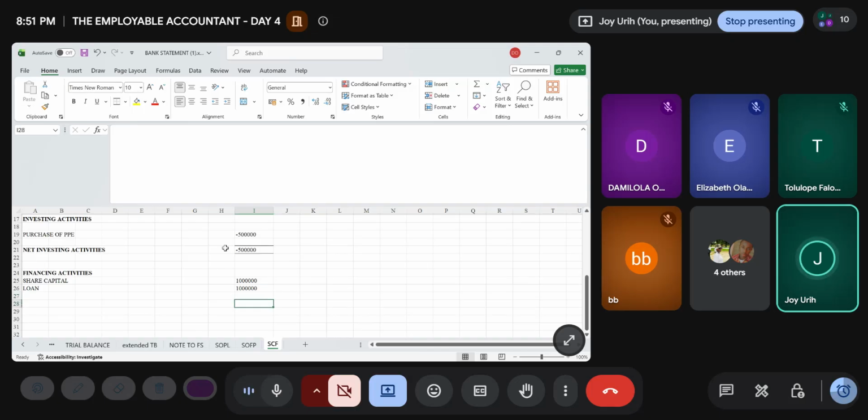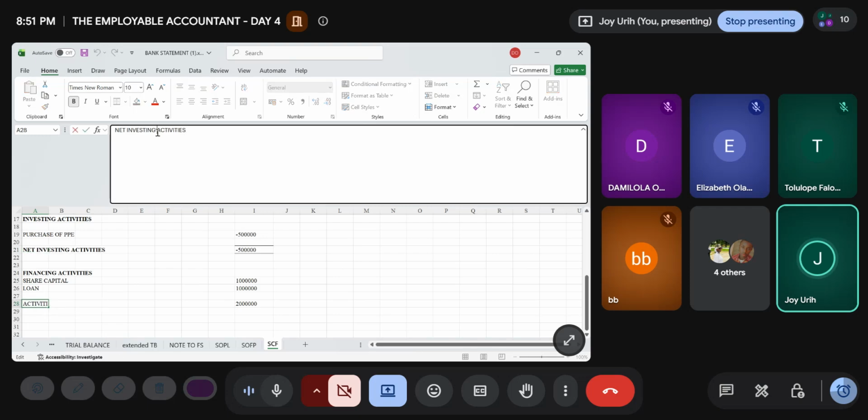So at the end of the day, we have financing activities to be 2 million, which is our net financing activities. Net financing activities.